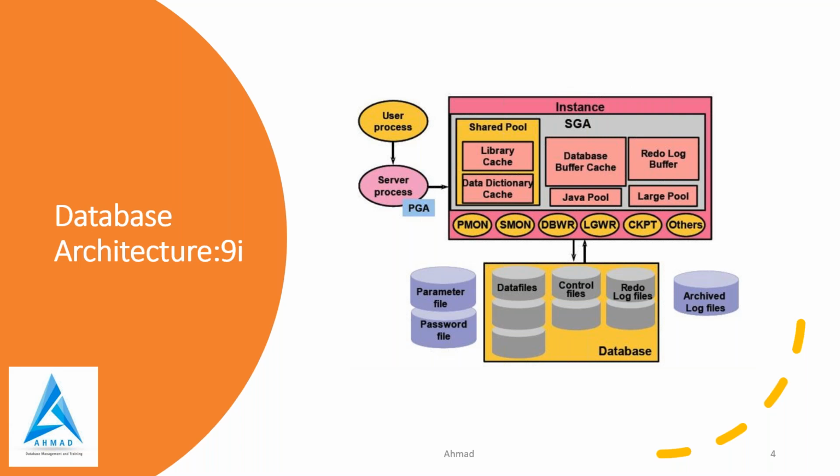The database contains control files, data files, redo log files. These are basically the main files, and the rest are the parameter file, password file, archive log file, and many others. And the instance consists of SGA and background processes. So both are important components. In SGA, you have shared pool, database buffer cache, large pool, Java pool, and redo log buffer. So in 9i, in SGA, 5 components were there, and this is the architecture.